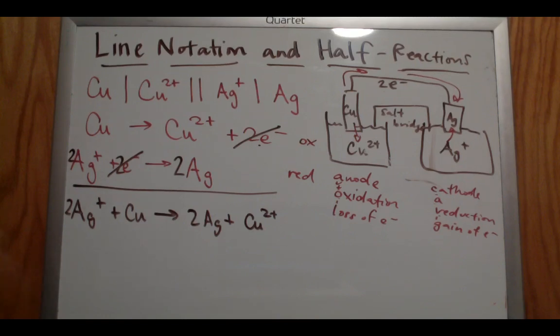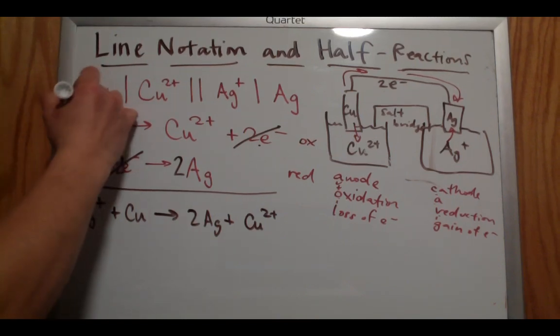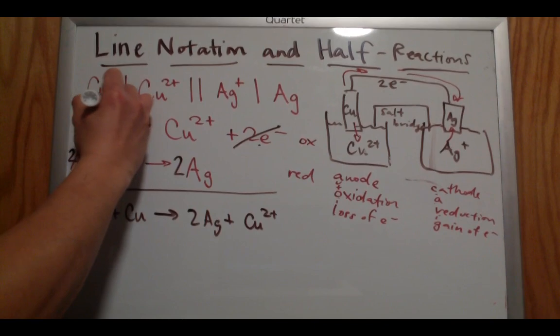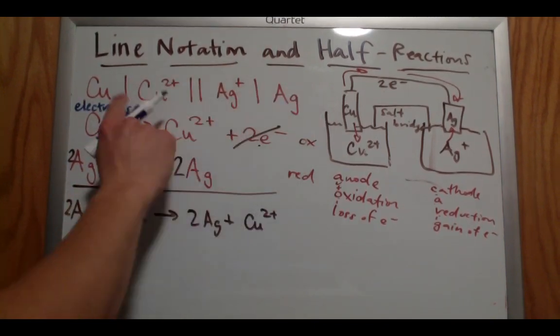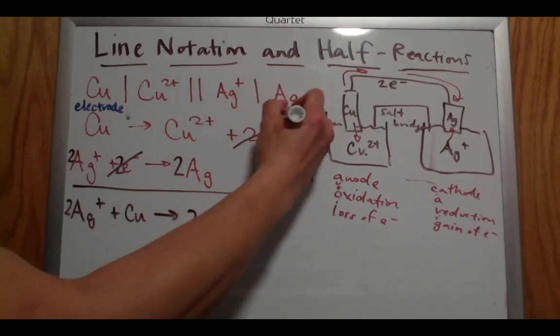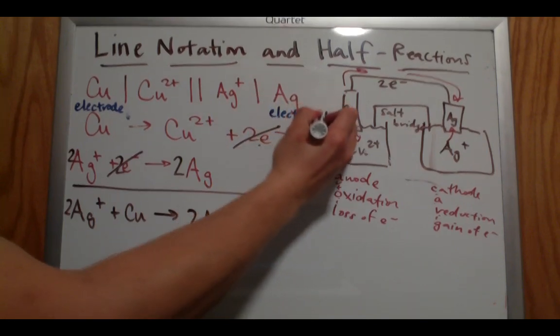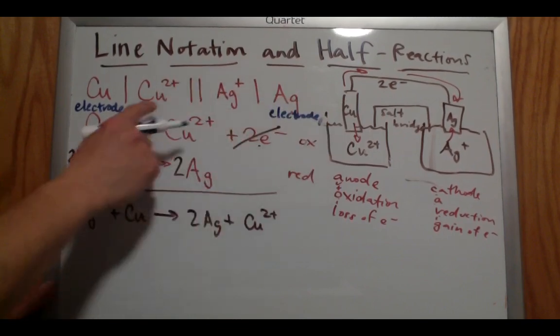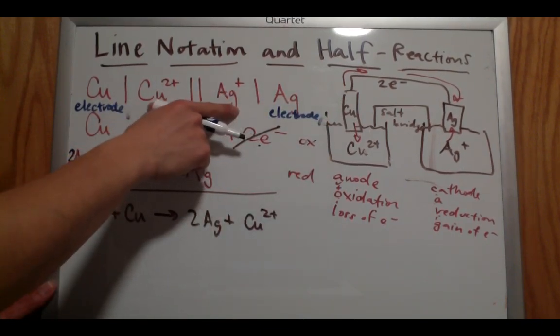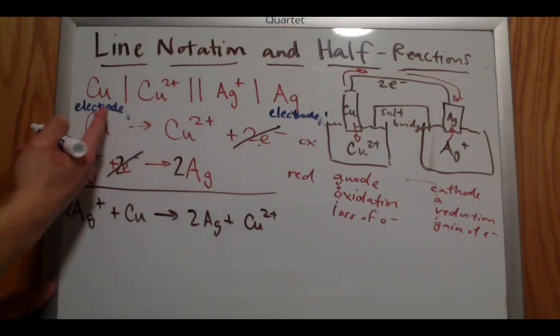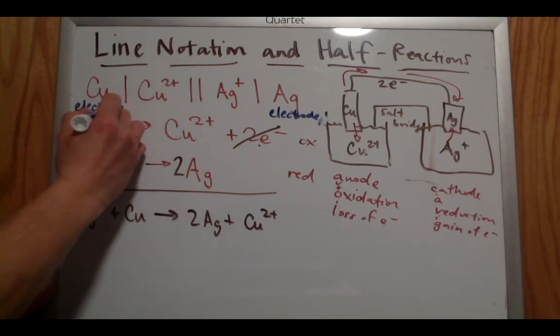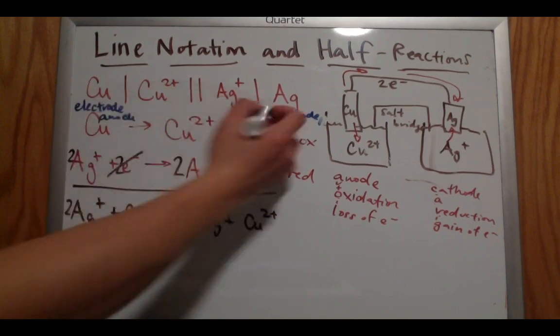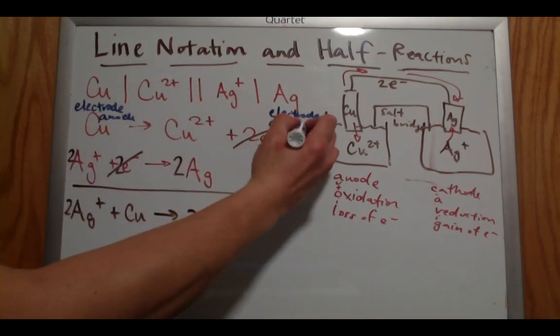So what ends up happening is the electrodes are always on the outside. And then the solutions are always on the inside that we have here. So if we take a look here, this is the anode. So the anode will always come first on the left, and the cathode will always be on the right.